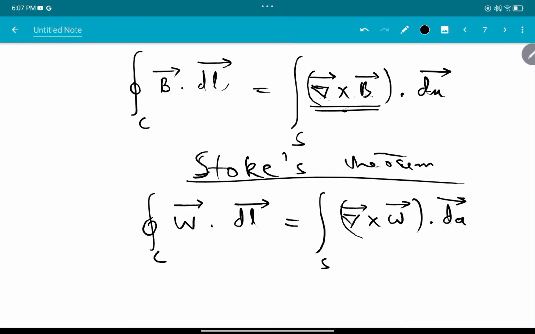Okay, this is a vector. Curl is always a vector, and this must be a vector. Of course, this is a dot product. We also take a dot product here. So Stokes theorem basically converts a loop integral or a line integral. This is a closed loop. If you remember, this was the current and this was the loop.